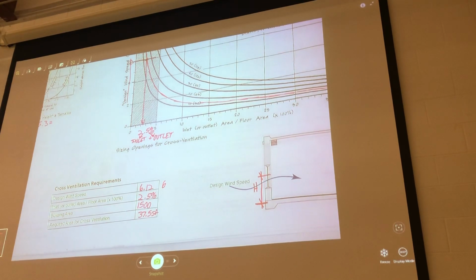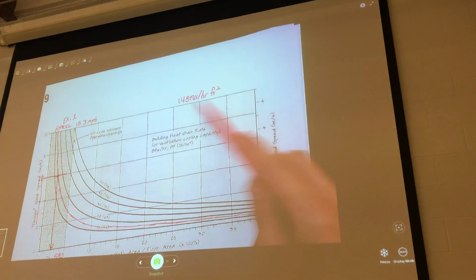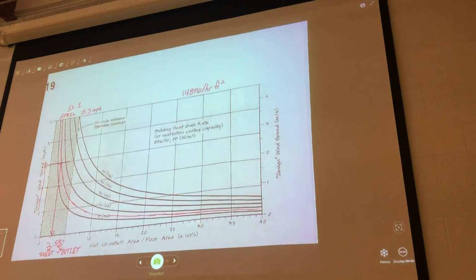Yes? So that just means of the windows you have 37 square feet needs to be operable between either end to allow flow. That is correct. And to make it to where you're going to flush out those 14 BTUs worth of heat load being added into your building.